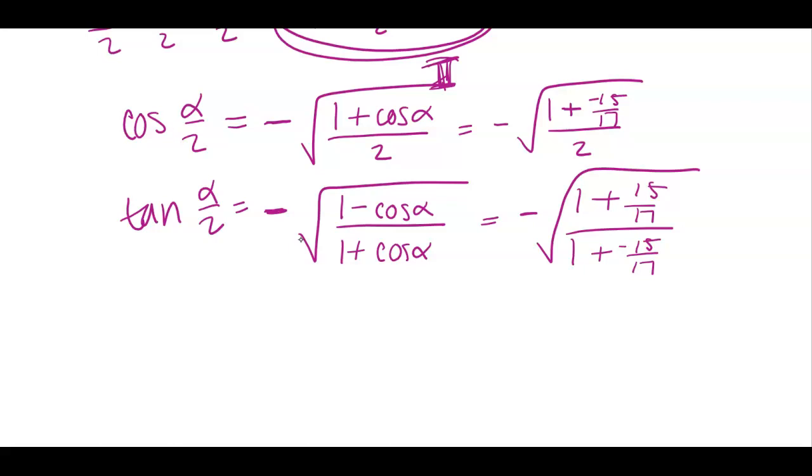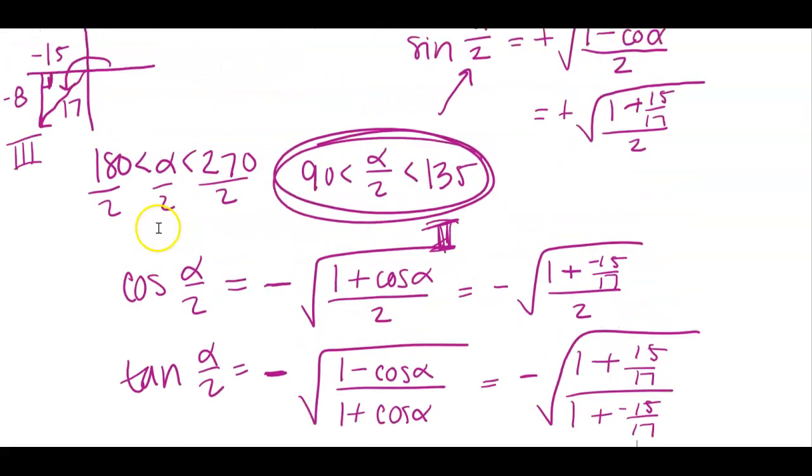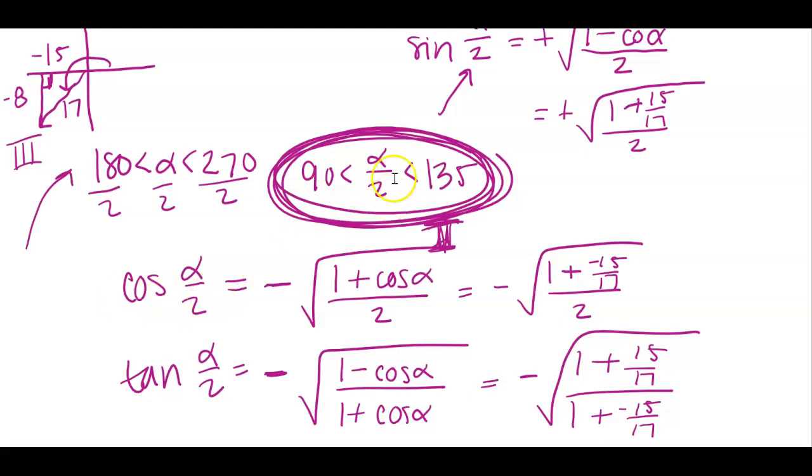And that's going to be how you plug in to these half angle equations here. Again, making sure that you understand where alpha over 2 is going to be based on your original angle and what effect that then has when you halve it.